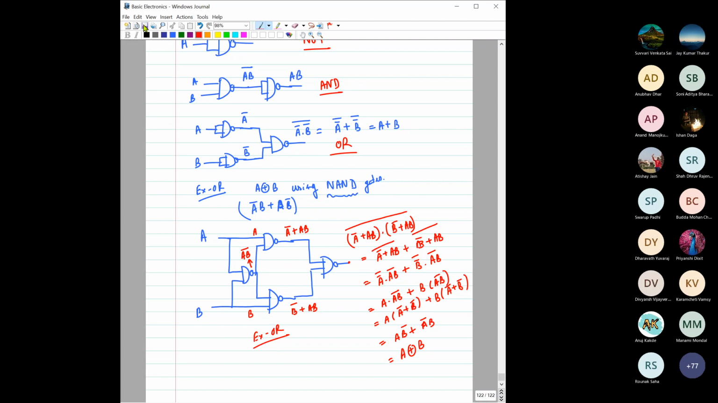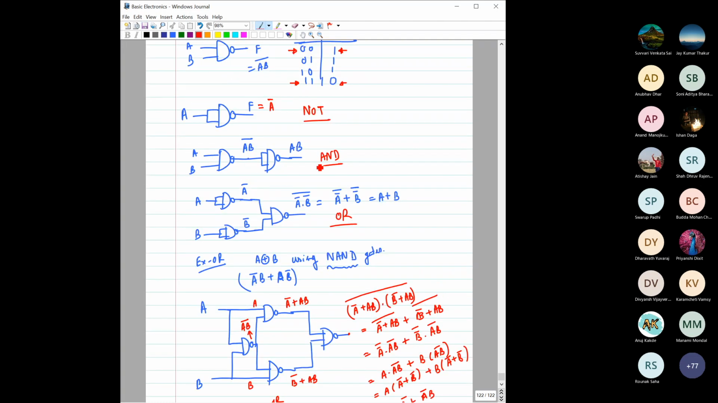Sir, how did you think of this circuit? I have not thought of it. This is a very standard circuit. This is not my contribution. If we are given any arbitrary expression to implement using NAND gates, how do we think of it? Then you can start with how to implement NAND, NOT, and OR gate for that particular circuit.